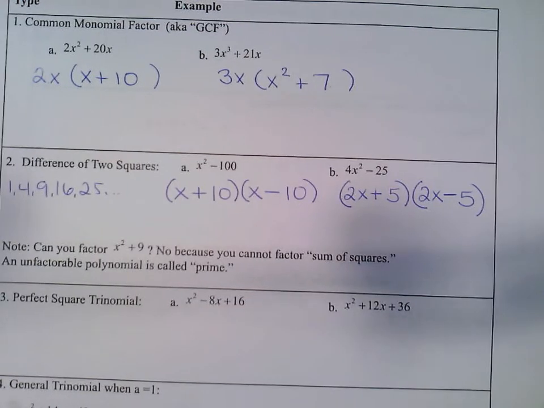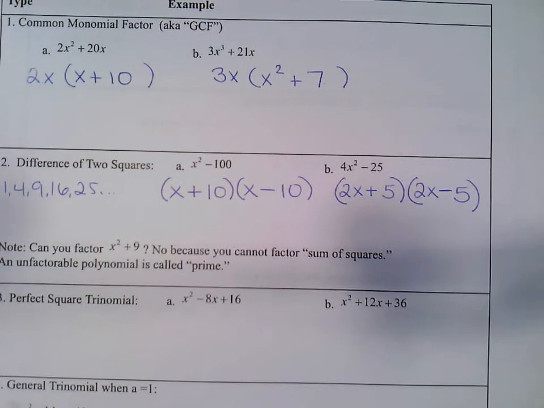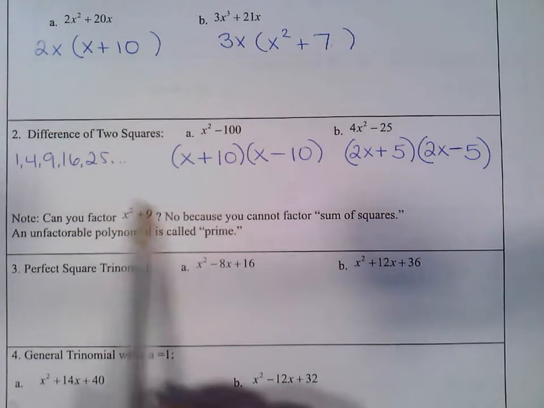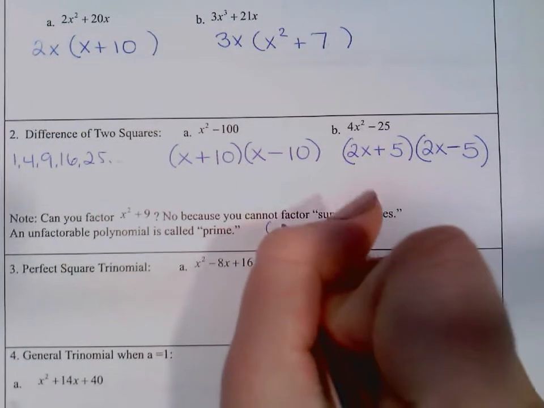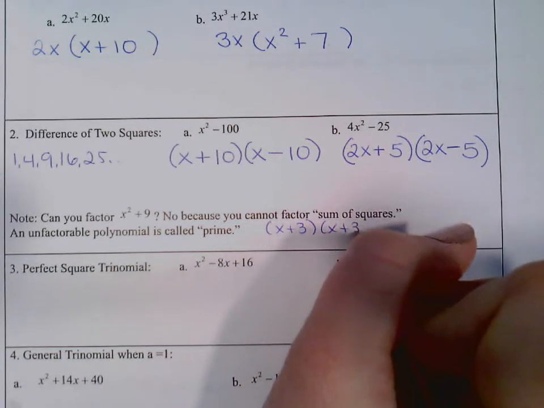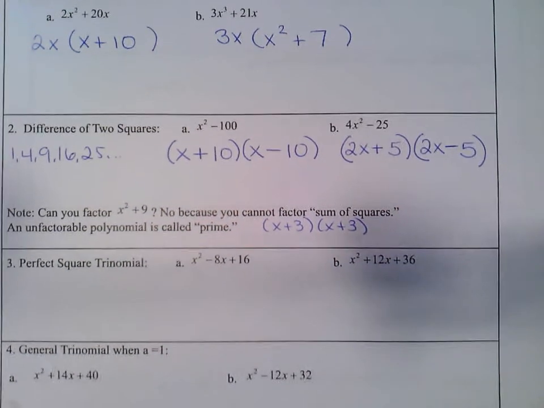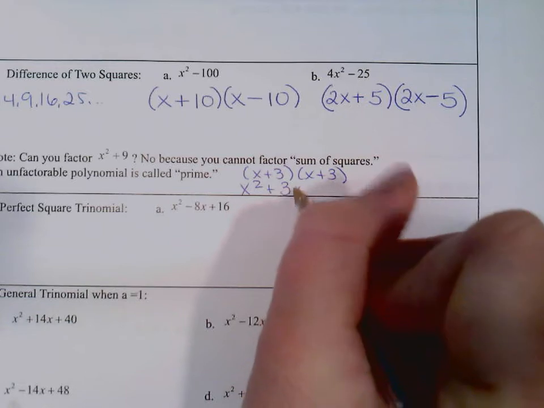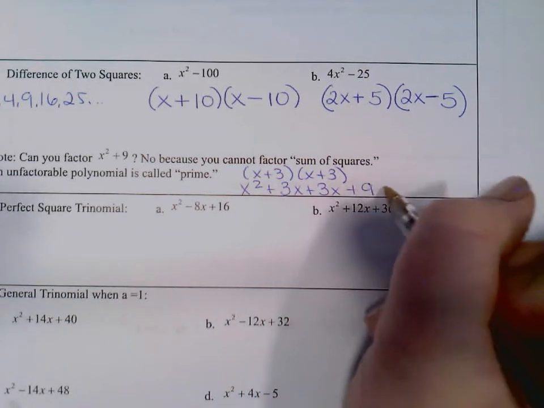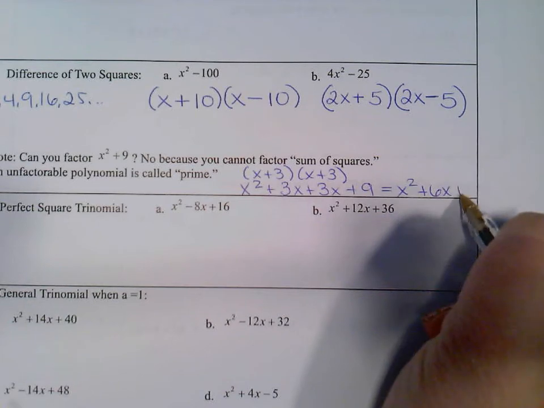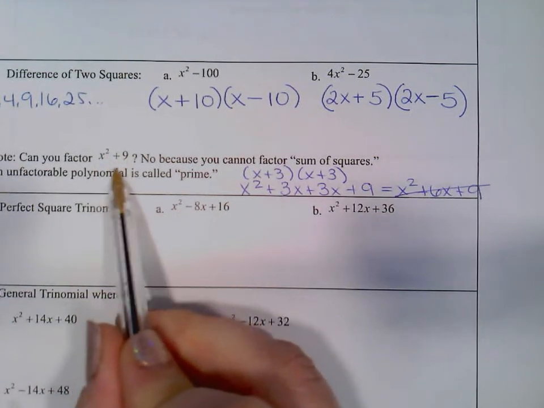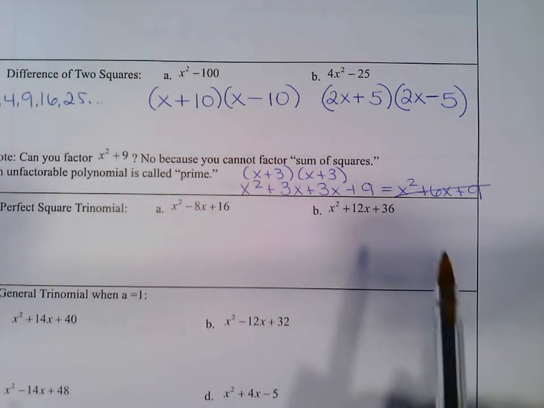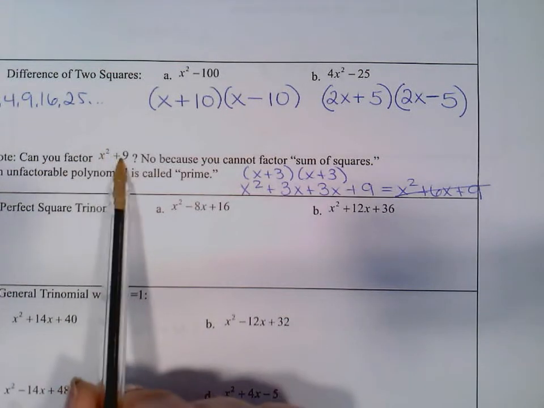And it says, note, can you factor x squared plus 9? And this says no, because you can't factor a sum of squares. So let's just look at this example. What if I tried to make that like x plus 3 times x plus 3? I just want to remind you why this doesn't work. So this doesn't work because when I FOIL this out, I get a middle term, x squared plus 3x plus 3x plus 9 is x squared plus 6x plus 9. See how that is not x squared plus 9? So it's the actual outer and inner being opposites that allow us to be able to do this problem. So you cannot factor sum of squares. You would just say that's prime.